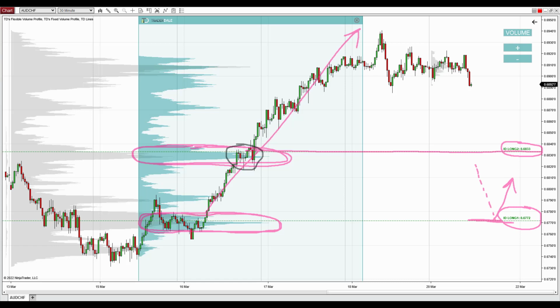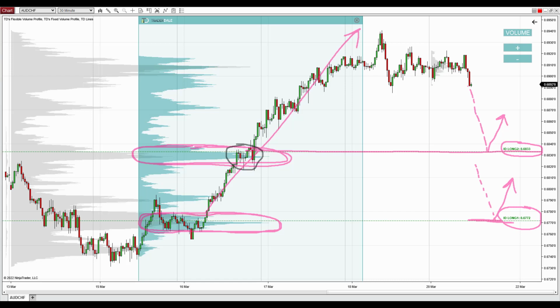So when there is a pullback, then those buyers from this place will want to defend their longs. They'll become active and they'll try and push the price upwards from there again, right? So this is another strong support.